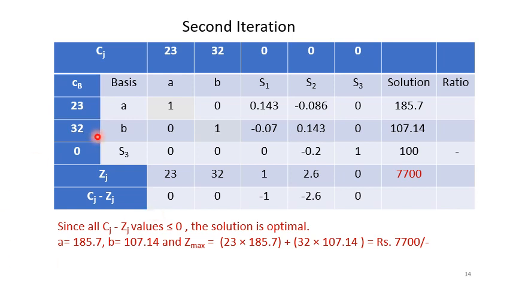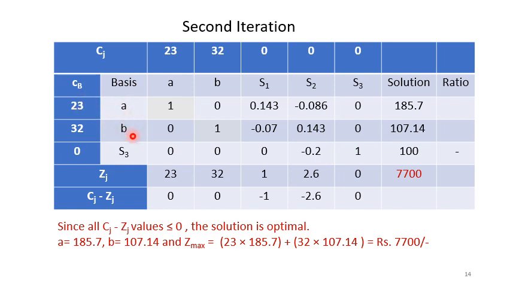A has now entered the solution, S1 has left. B has already entered in the first iteration, so S2 has left, S3 remains here. Now A will have a coefficient of 23. Since it's a maximization problem, we call it the profit coefficient. If it's a minimization problem, we call it the cost coefficient. So here it's a maximization problem. The profit coefficient of A is 23 and the profit coefficient of B is 32. So that comes into the basis now.